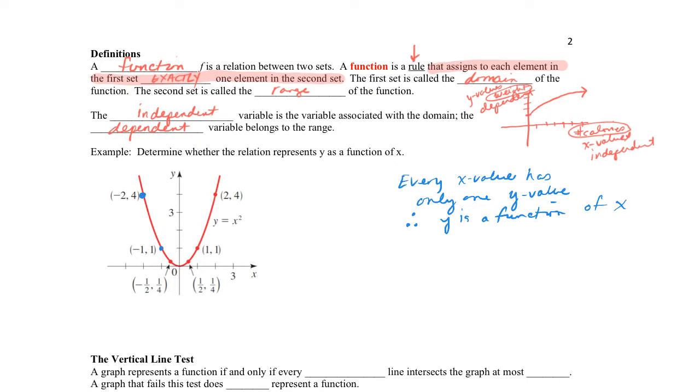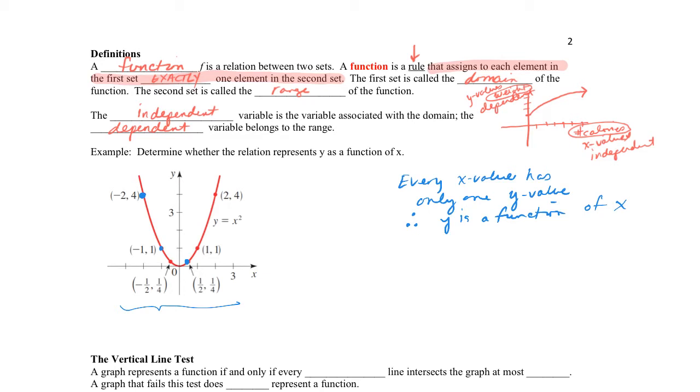Maybe x is equal to 1/2. It tells me y is 1/4. I can go through and do this for every x value. As I move along the x-axis, for every x value, I can see that there's only one associated y. What that tells me is that this is indeed a function.